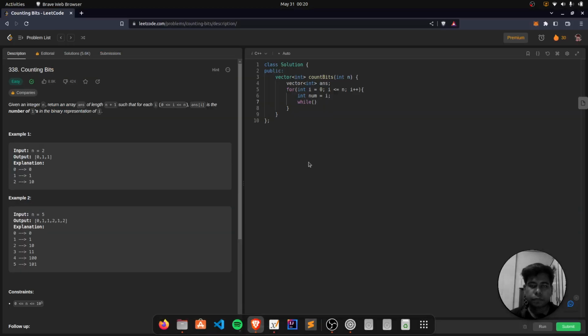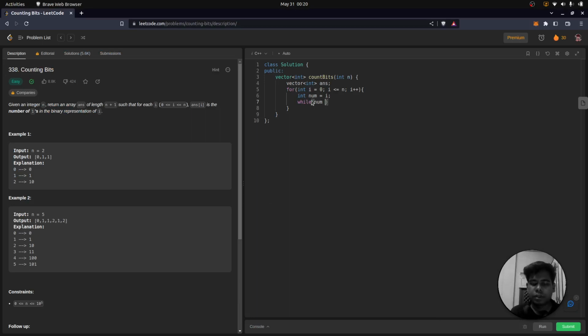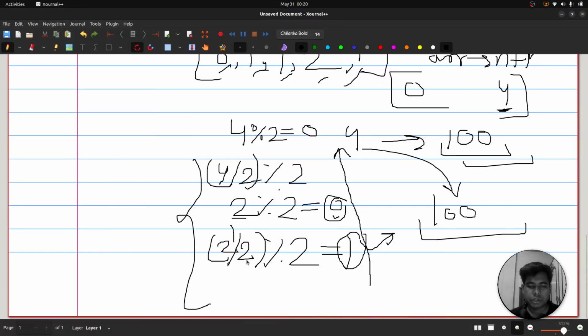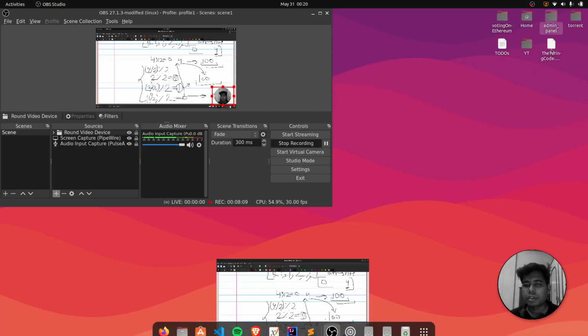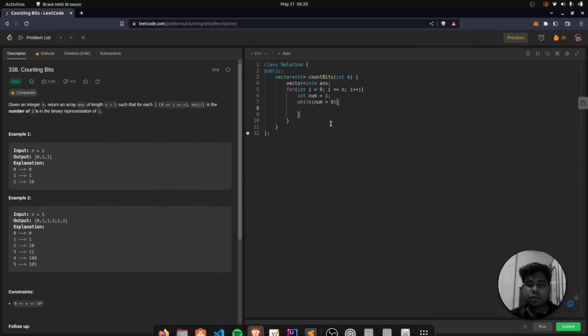Okay, so while num is greater than 0, because it is the stopping condition when your num becomes 0, like from here it is 1. Okay, so 1 by 2 modulo 2, it is 0. So 0 modulo 2 is 0. And after this, it does not matter how many times you do it, you will always get the answer as 0. Okay, so once again, it is the stopping condition. Now you have to convert it.